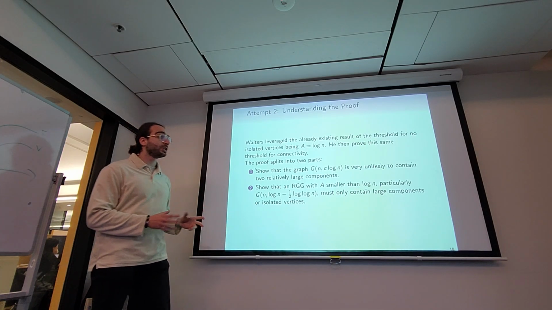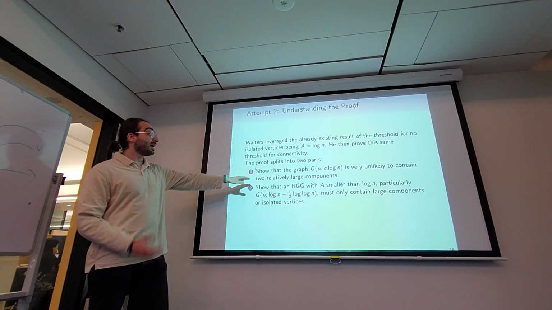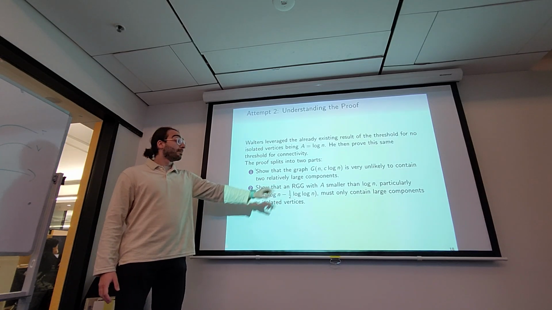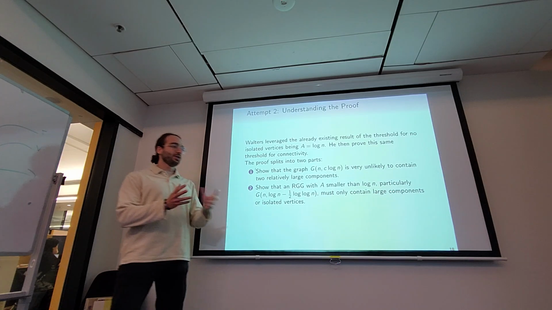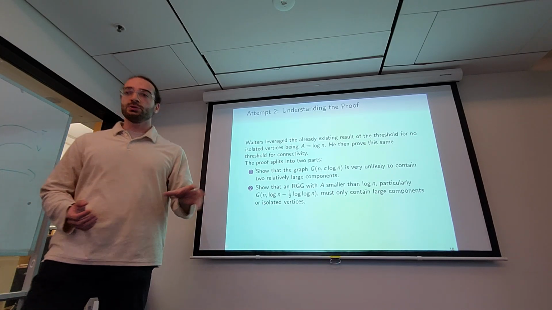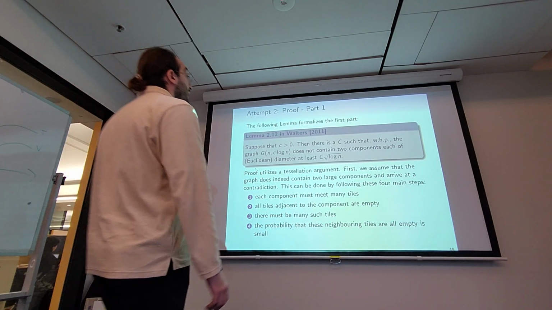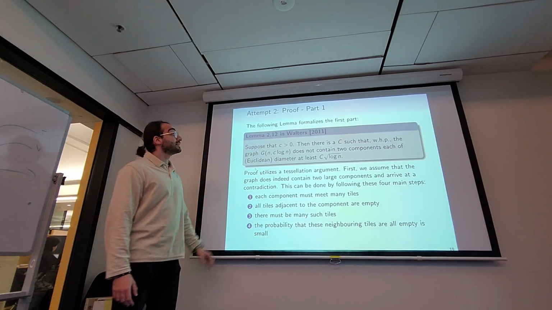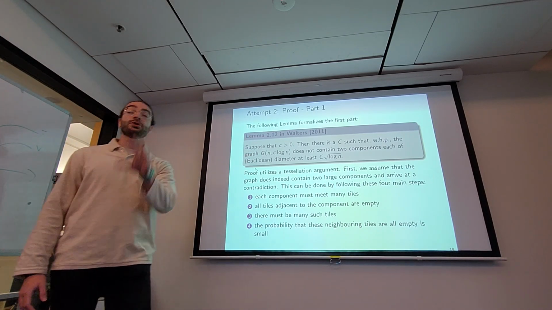So you can already see, putting the two together, that we can't have two or more large components, but we can only have large components or isolated vertices. So already you can see where he's going with this connectivity proof. But let's do a deeper dive into both of these parts. So we want to look at this lemma, which is just formalizing mathematically the first part of the proof.